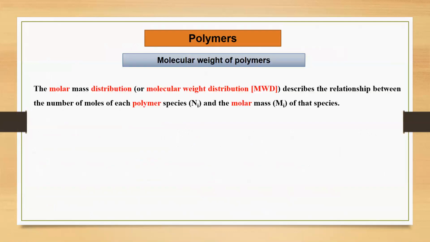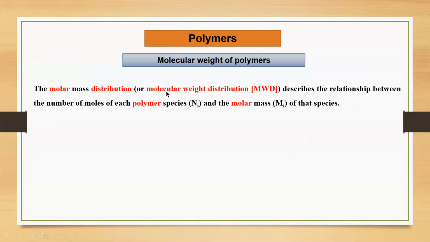Now, before I proceed further to how we express the molecular weight of polymers, you have done it in your junior classes also. You are familiar with the terminology, that is, number average molecular weight and weight average molecular weight. But before that, I would like to discuss what we mean by molar mass distribution or molecular weight distribution. The molar mass distribution simply describes the relationship between the number of moles of each polymer species and the molar mass of that species.